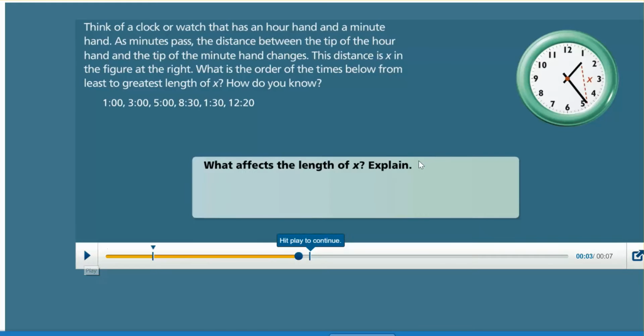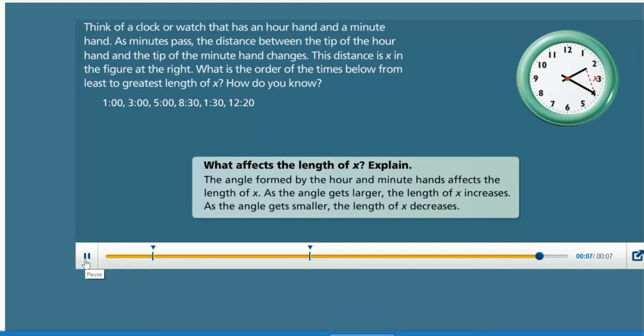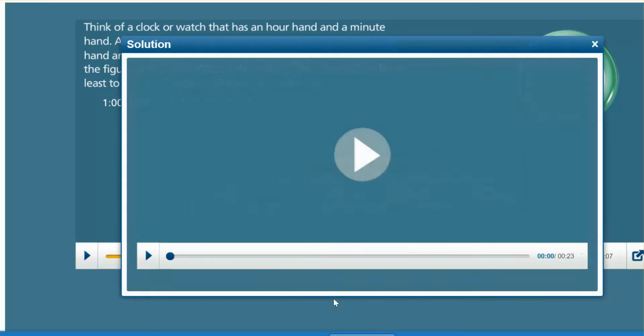What affects the length of x? Well, what affects the length of x is the time. And more importantly in geometry, what is the angle between the hour hand and the minute hand? So the angle formed by the hour and minute hand affects the length of x. As the angle gets larger, the length of x from tip to tip increases, and as the angle gets smaller, the length decreases.